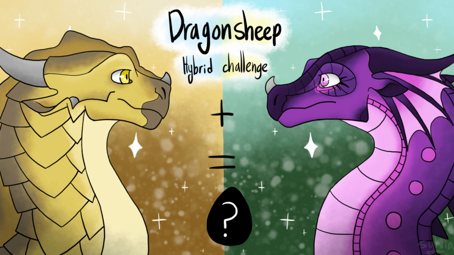Anyways, things are basically the exact same as last time we did this. If you don't know the Dragonsheep Hyper Challenge, basically you number all the dragon tribes, and then you get a random number generator and generate two random numbers. Those numbers correlate to a dragon, and then you draw the resulting hybrid.